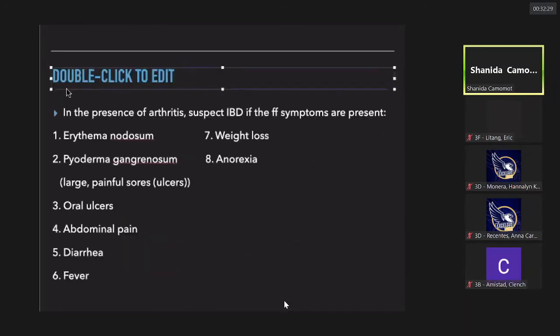In patients with this type of condition, you have to suspect it if, in the presence of arthritis, the following symptoms are present: erythema nodosum, pyoderma gangrenosum, which are large painful sores or ulcers, oral ulcers, abdominal pain, diarrhea, fever, weight loss, and anorexia. So if the patient has arthritis with these, then you suspect IBD.